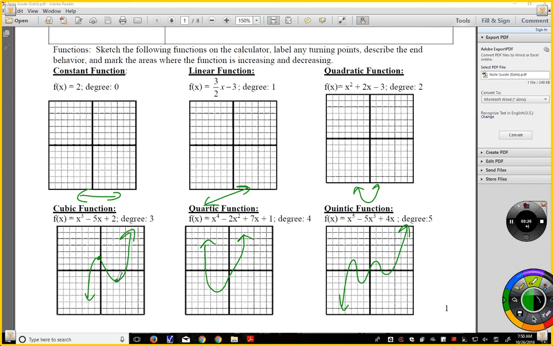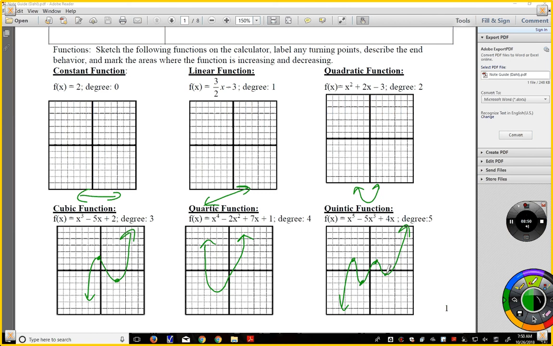That was one of your vocabulary words. That's a straightforward one, right? Turning point, the point where it turns around. Now, this is a quartic. It did not turn around a bunch of times, right? This is kind of the proof that you can turn around a certain number of times, but you don't have to. But then your quintic turned around 1, 2, 3, 4 times.